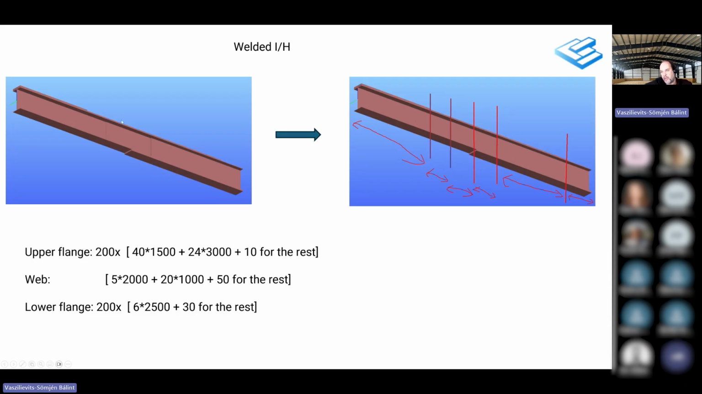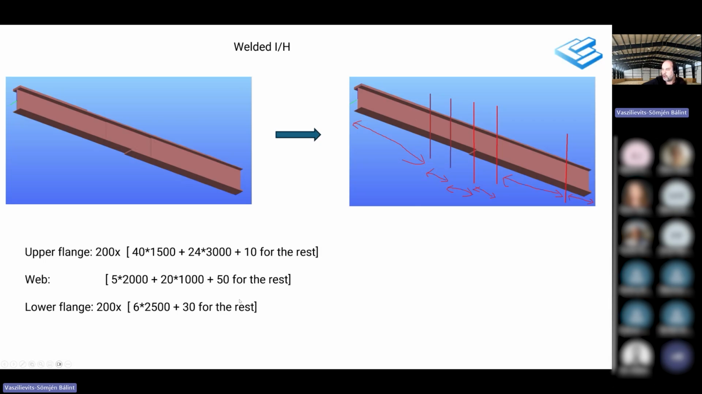Also for the upper flange, I used different jumps. Started for the first 1500 millimeter with a thickness of 40 millimeter. My flange is 200 millimeter on the top. Then I continued the longer part, 3 meter long, with just 24, and for the rest only 10, and also other values for the bottom.